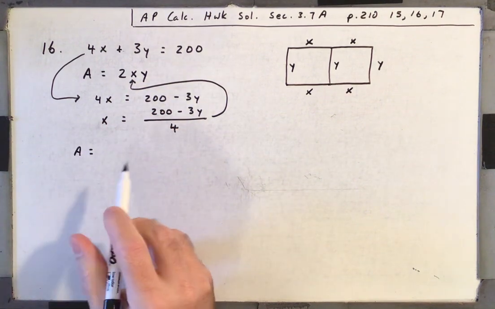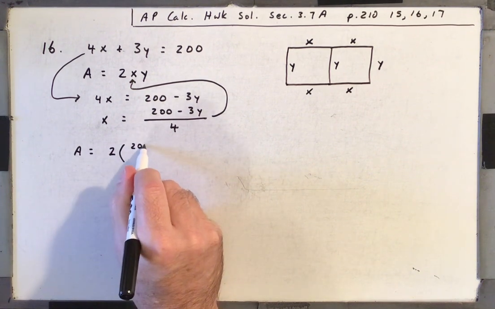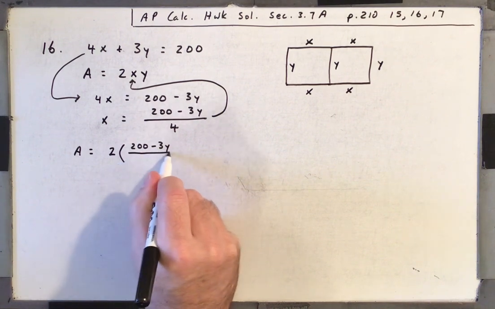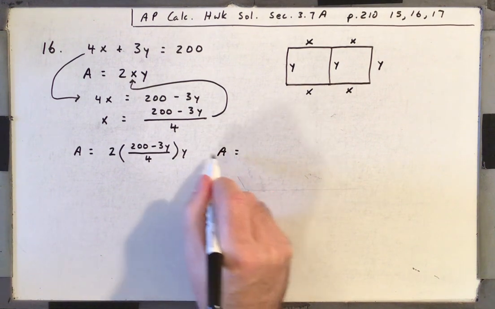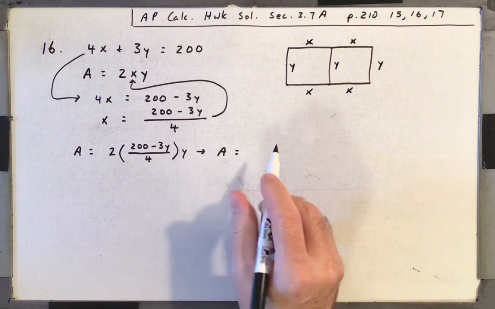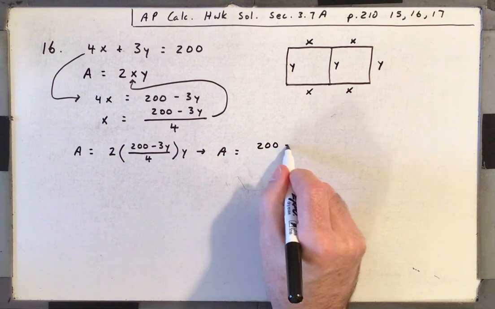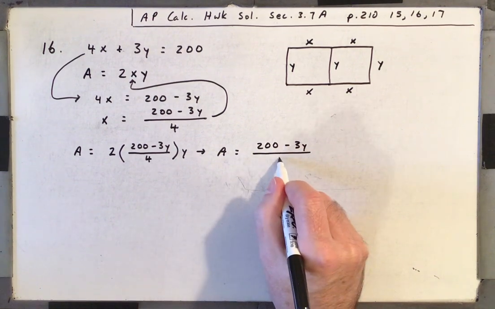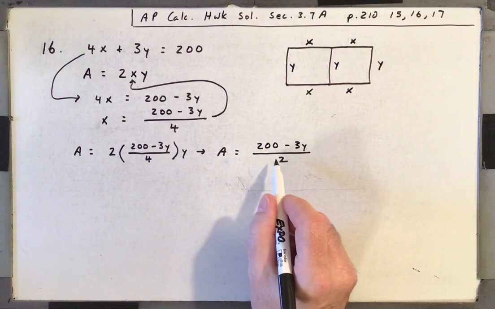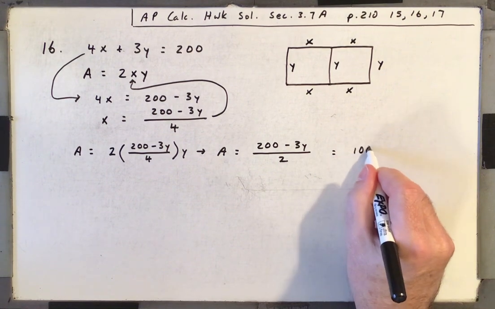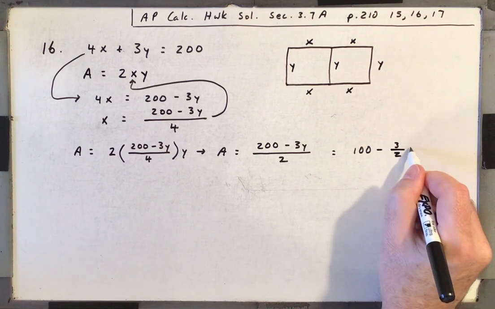A lot of the work on these is before you even take the derivative. So we would have 2 times 200 minus 3y over 4 times y. All right, so area is going to be, 2 over 4 is a half, so 200 minus 3y over 2 times y. Okay, so that's going to be 100 minus 200 over 2 is 100, minus 3 halves times y.